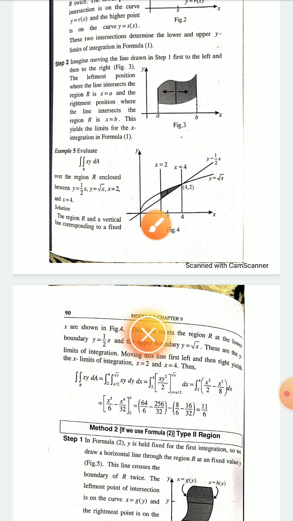So y is equal to x by 2, or half x. This is of the general form y is equal to mx, which is a line passing through the origin. So y is equal to half x is this line, and y is equal to root x is this curve. These intersect at the point (4, 2). If we solve these two equations, we get the point of intersection as (4, 2). There is no need to solve for the points of intersection.